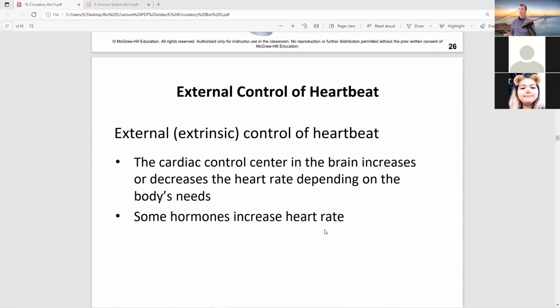There's also external control of heartbeat. So the cardiac control center in the brain increases or decreases the heart rate depending on the body's needs. And also some hormones can increase heart rate, like adrenaline.